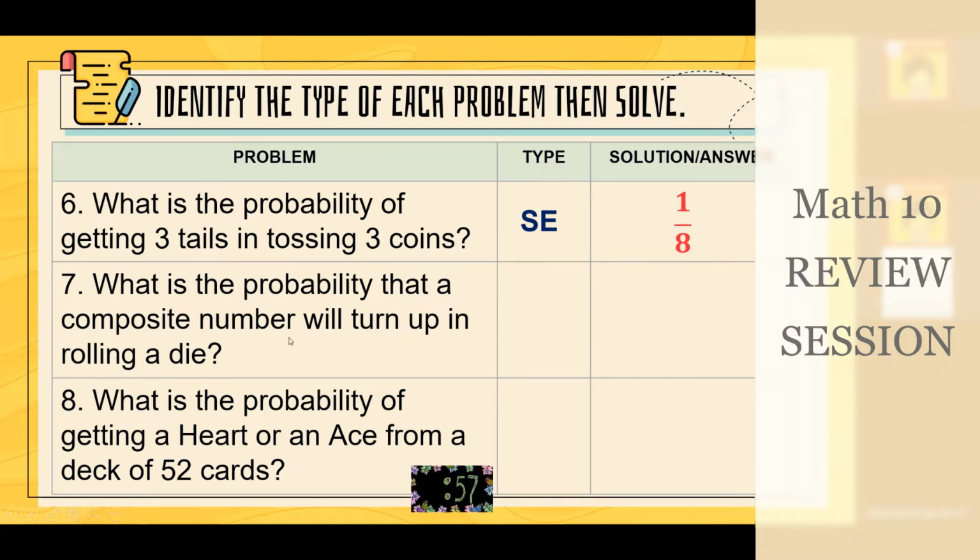Kaya 1/8. Next. What is the probability that a composite number will turn up in rolling a die? So what type of probability is this? What type of probability? Sino hindi pa?